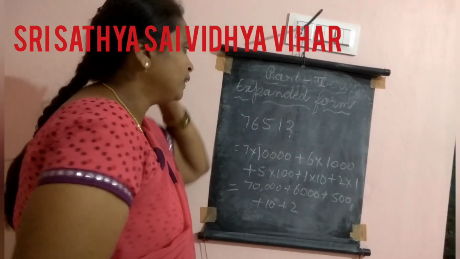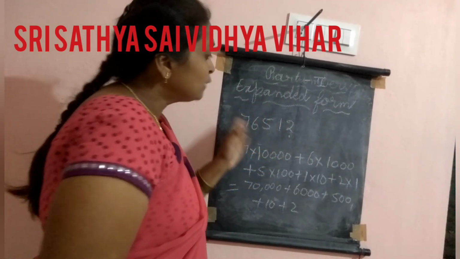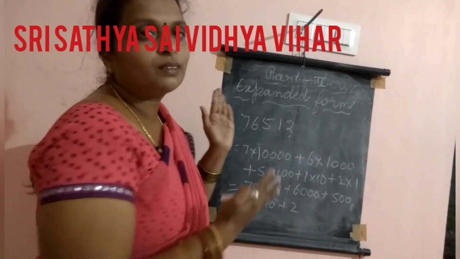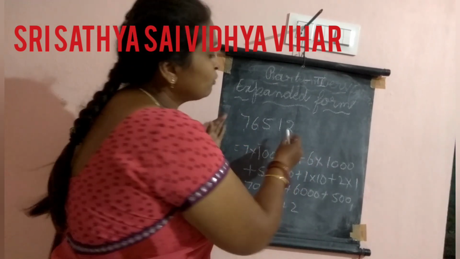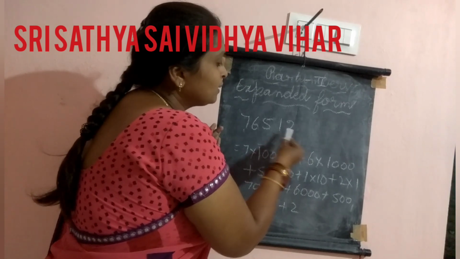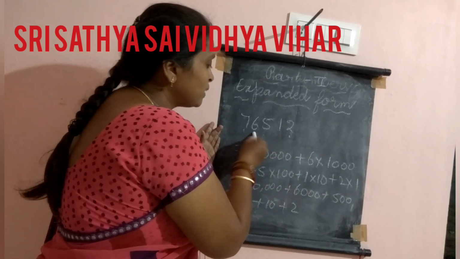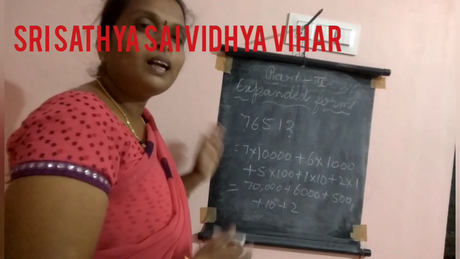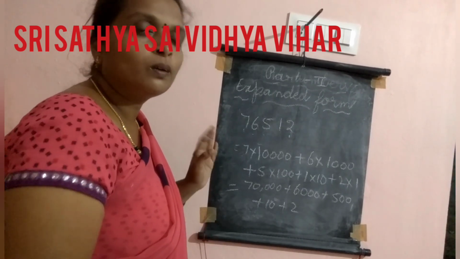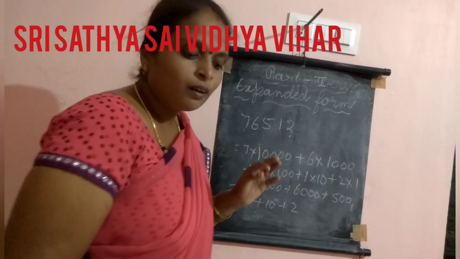Once again, I will repeat it. See here. In the expanded form, from the right side to the left side, we will tell the place values. The first place is 1's place, 10's place, 100's place, 1000's place, 10,000 place. After that, lakhs, 10 lakhs, crores. Okay? This is the expanded form.